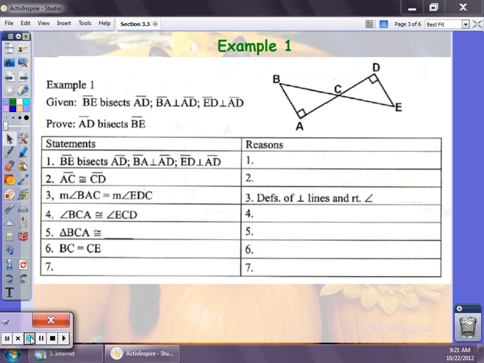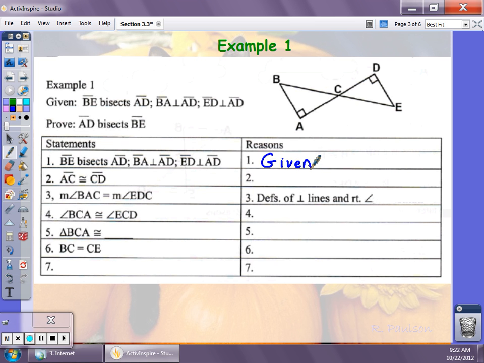Looking at example 1, we are given that segment BE bisects segment AD, that BA is perpendicular to AD, and that ED is perpendicular to AD. And we want to prove that segment AD bisects segment BE. So we're going to start off with our given statement. Segment BE bisects segment AD, segment BA is perpendicular to segment AD, and segment ED is perpendicular to segment AD. And our reason for that is our given statement.